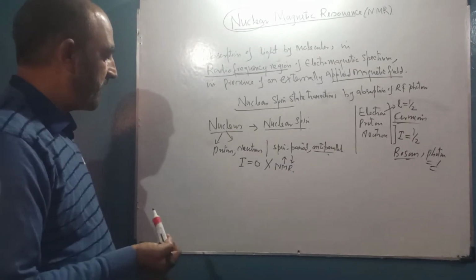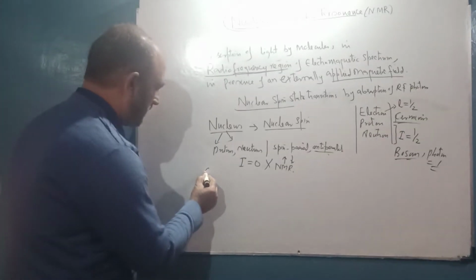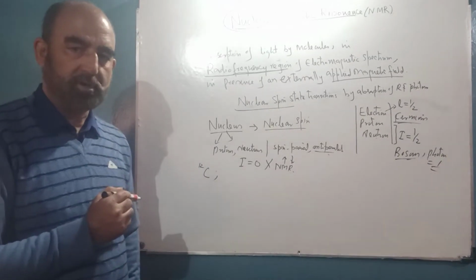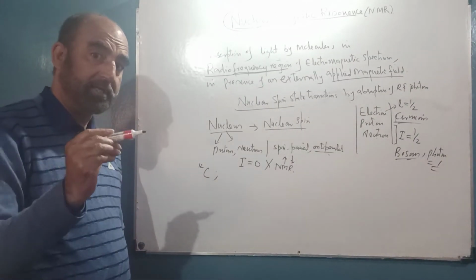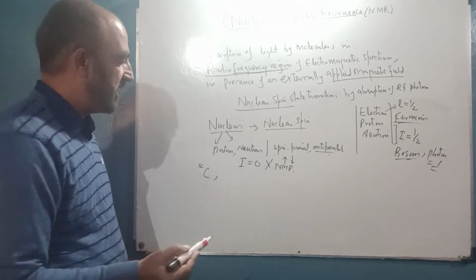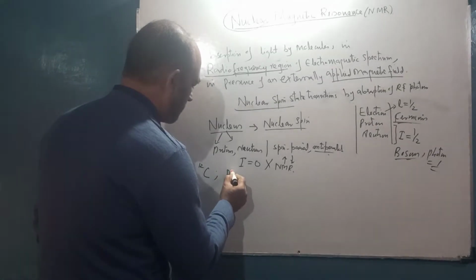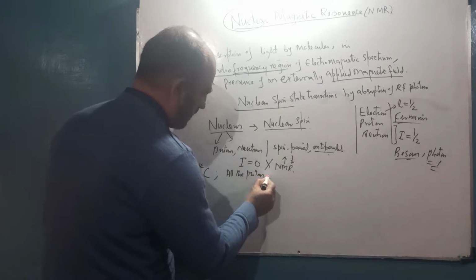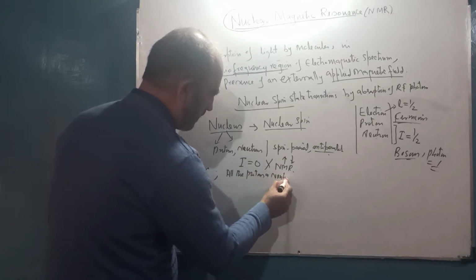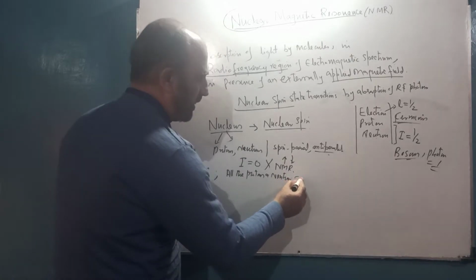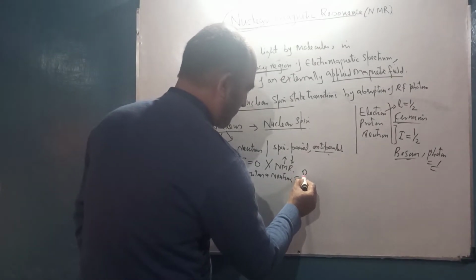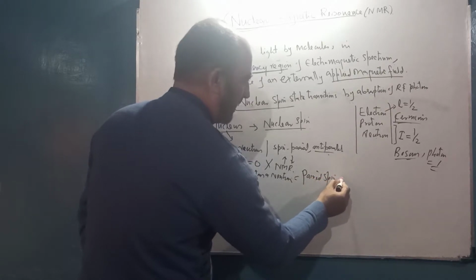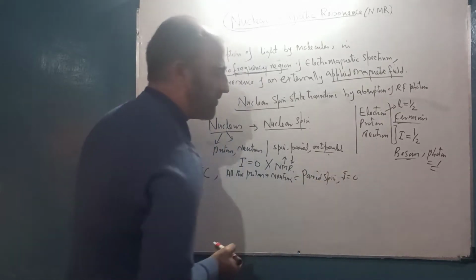So for example, we take the example of carbon 12. Now carbon 12 isotope, in this we have 6 protons and 6 neutrons. So we have an even number of protons, an even number of neutrons, and all the protons and neutrons have paired spin, and therefore the I value is equal to 0.